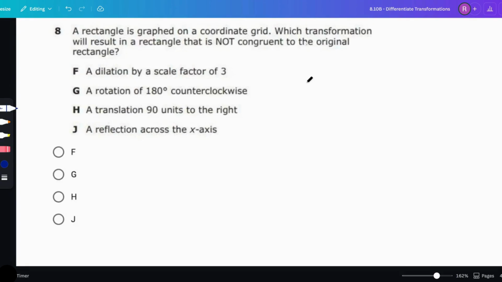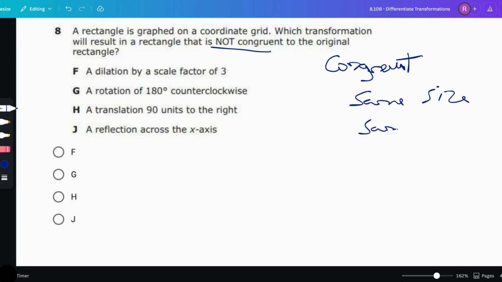So now let's take a look at the next question. A rectangle is graphed on a coordinate grid. Which transformation will result in a rectangle that is not congruent? Congruent means both shapes have the same size and the same shape. That is, the shape does not change and the size does not change. That is what congruence means. When two shapes are congruent, they have the same sizes and the same shapes.